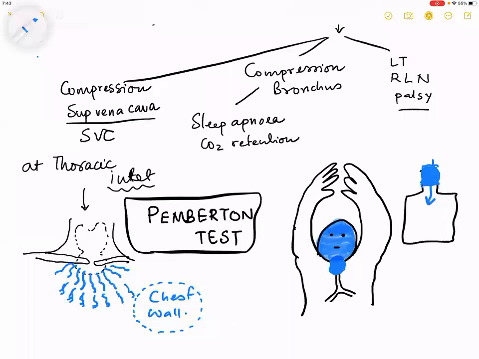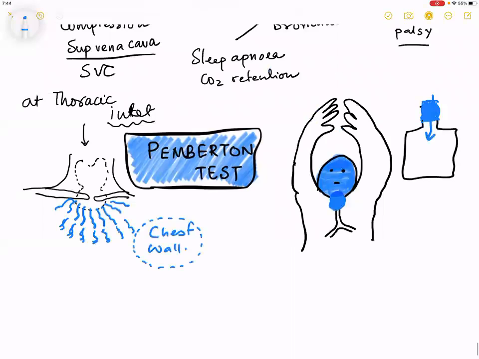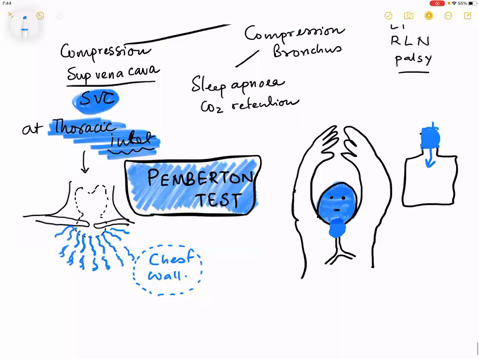So this test is called as Pemberton's test. So what is Pemberton test? For which condition is the Pemberton test done? Retrosternal expansion. And what is the basic logic in doing Pemberton? Is making a thoracic inlet or outlet obstruction. So this is what is the first thing that you are required to know.